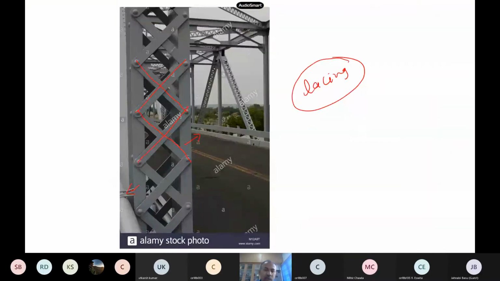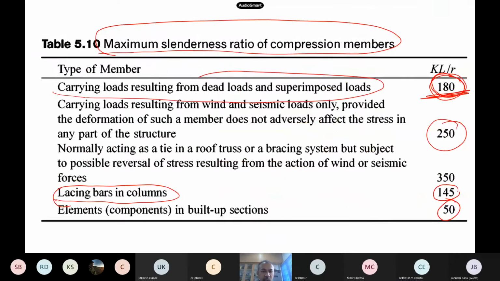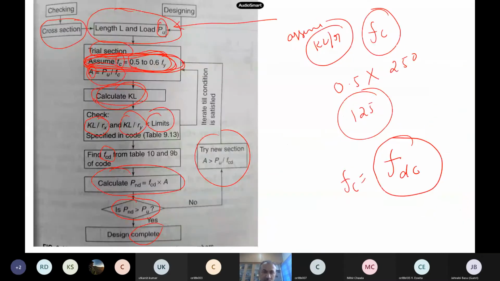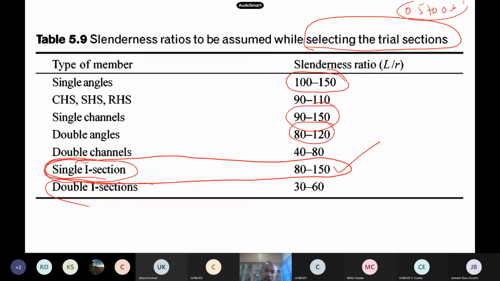So last class, if you remember, we have done compression members. I have explained how we do the design and other things, like how you proceed and how we start with an initial trial section. One way is you assume a slenderness ratio. Some thumb rules are there, or you assume the maximum stress your column can take, something like 0.5 to 0.6 times fy, or a slenderness ratio, and then you do the design and all these checks. These are some guidelines.